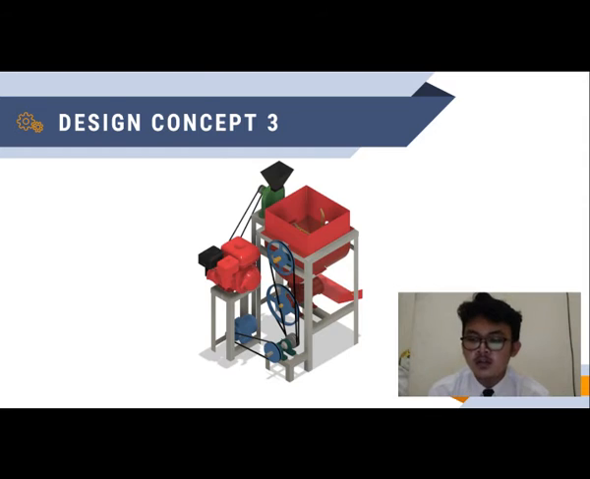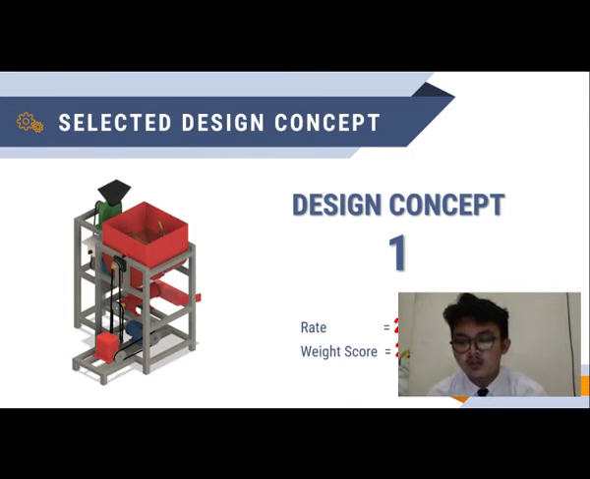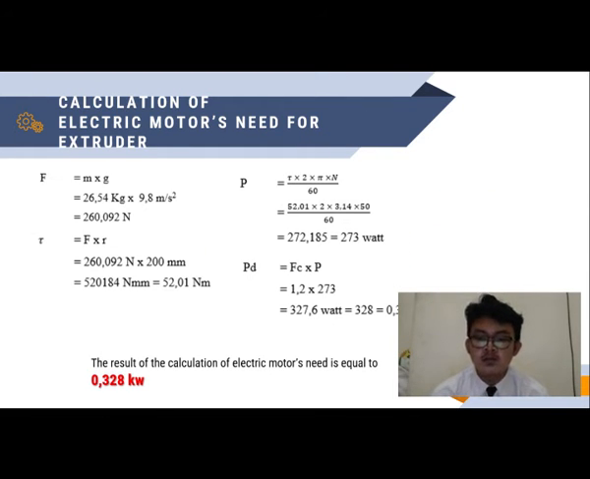This is the calculation of electric motor needs for the extruder. The result is 0.328 kilowatt. This is the calculation of electric motor needs for the mixer. The result is 0.72 kilowatt. This is the calculation of electric motor needs for the disc mill, and it is equal to 0.733 kilowatt.